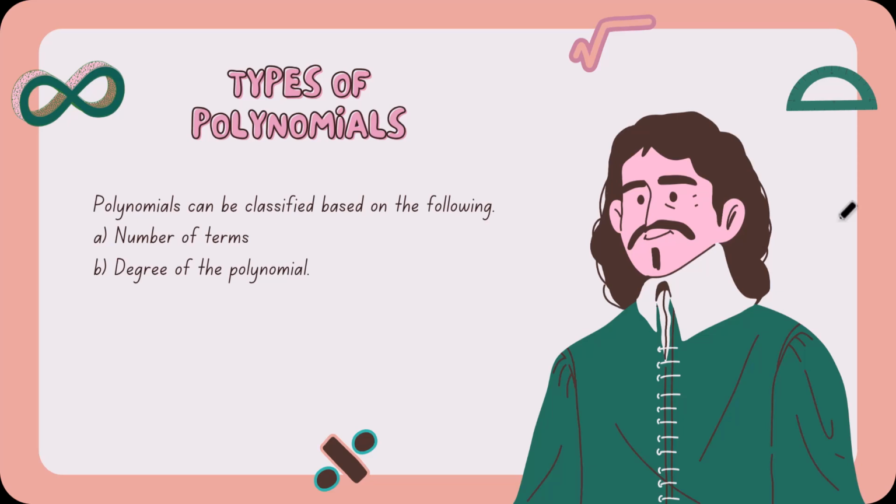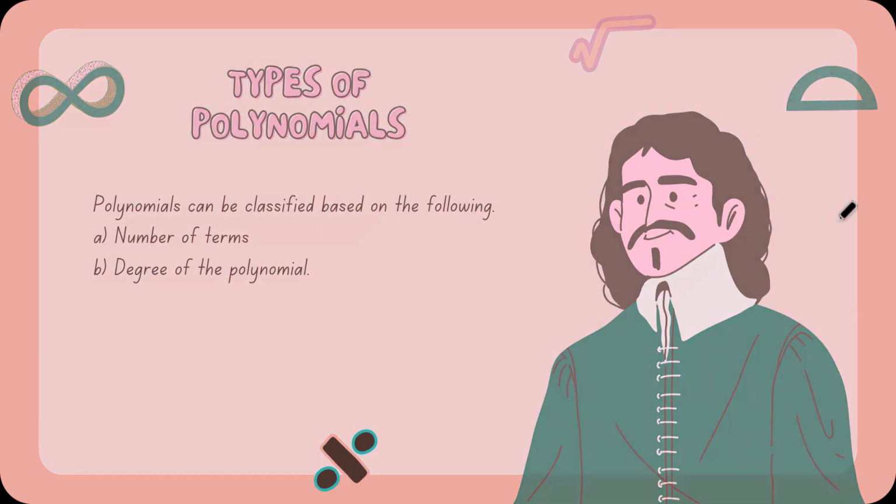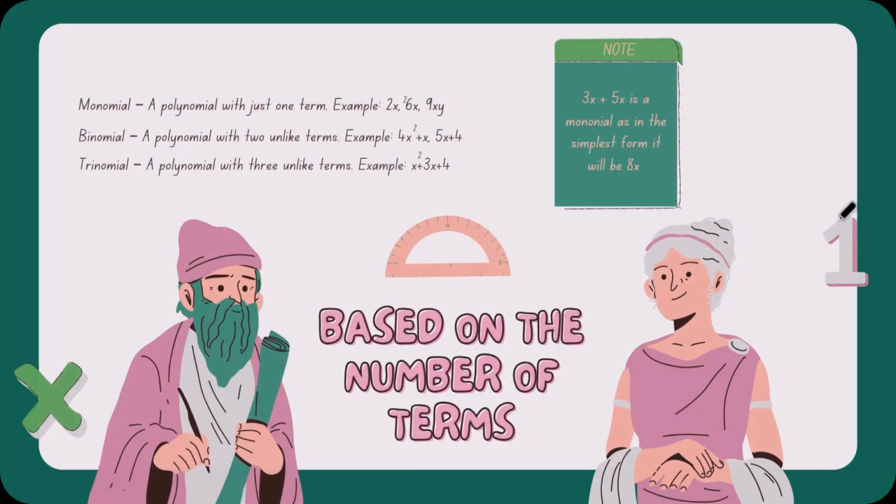Now we have types of polynomials. Polynomials can be divided into different types based on the number of terms as well as the degree. So based on the number of terms, what are the different types of polynomials? We have monomial, binomial, and trinomial. These are the 3 types of polynomial based on the number of terms. Monomial means there is only one term. For example, 2x square, or 6x, or 9xy individually, they are just one term. If you have only one term like 5x, these are monomial.